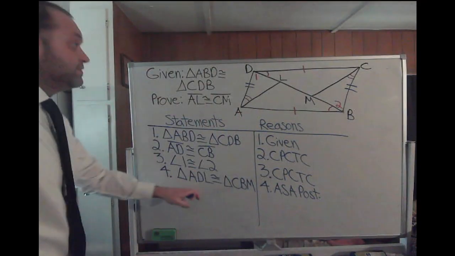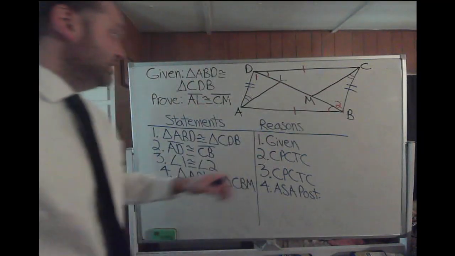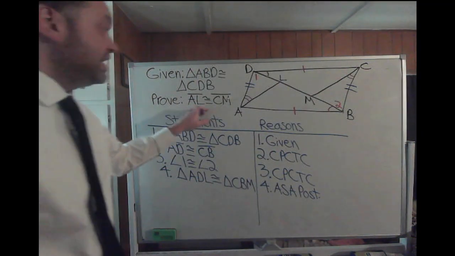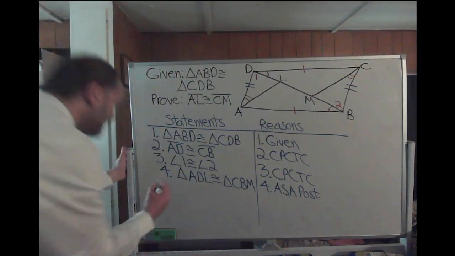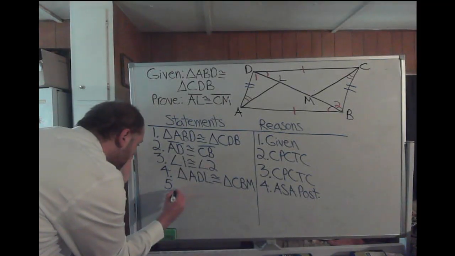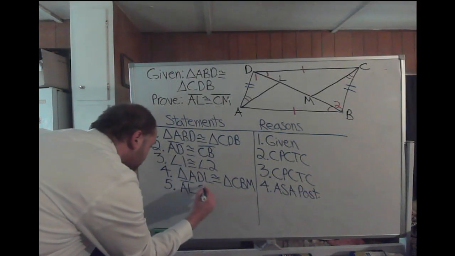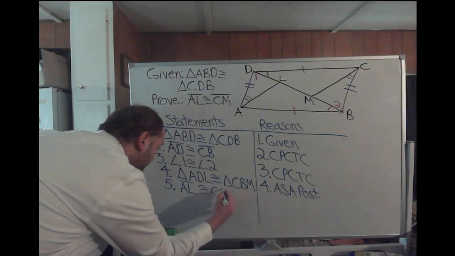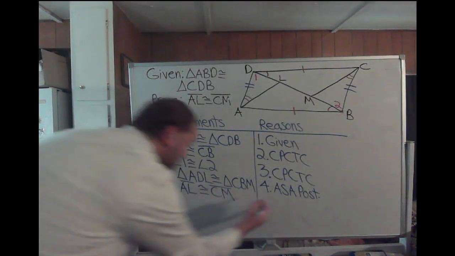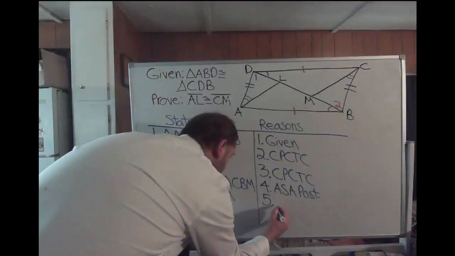And then that's great. If these two triangles are congruent, last but not least, that leaves that AL is congruent to CM by CPCTC. So we have just now proven that AL is congruent to CM by CPCTC.